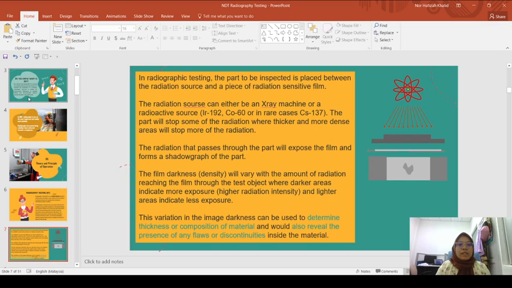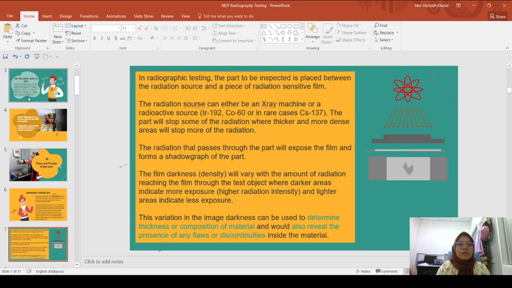In radiographic testing, the part to be inspected is placed between the radiation source and a piece of radiation-sensitive film. The radiation source can either be X-ray machine or radioactive sources. The part will stop some of the radiation, with thicker and more dense areas stopping more of the radiation. The radiation that passes through the part will expose the film and form a shadowgraph of the part.